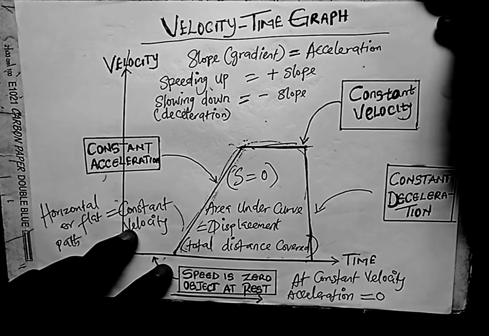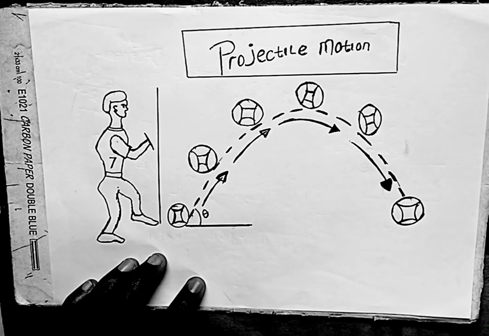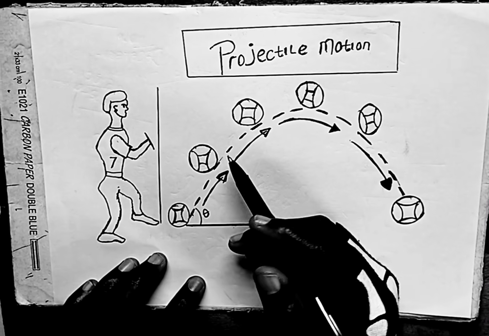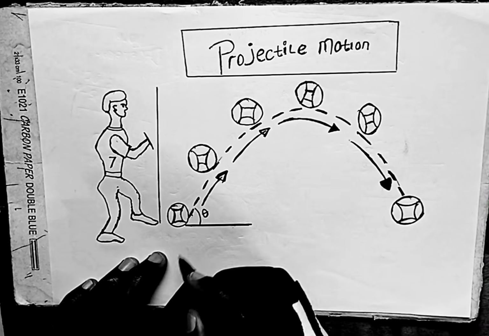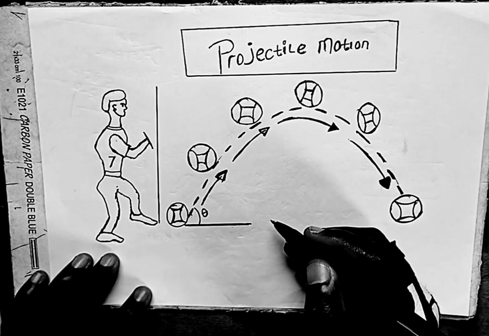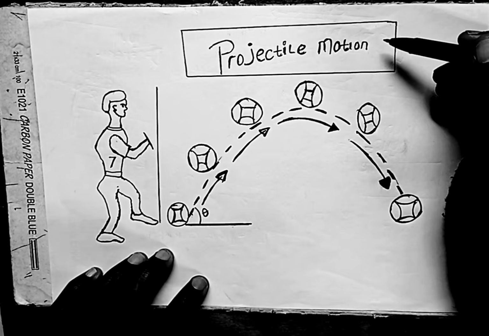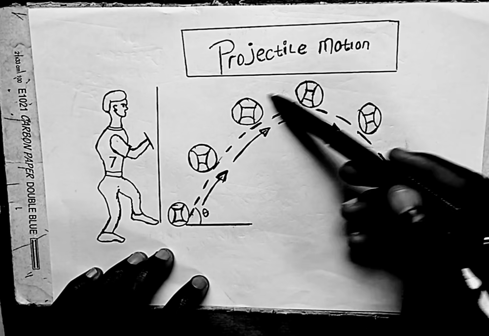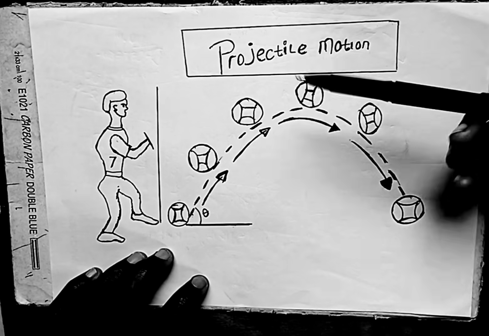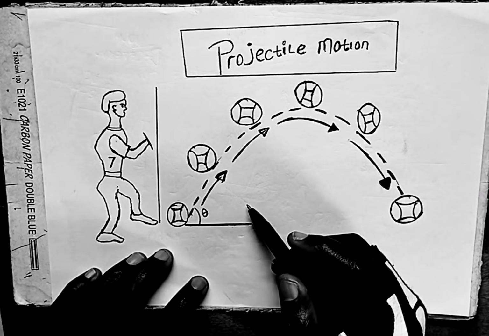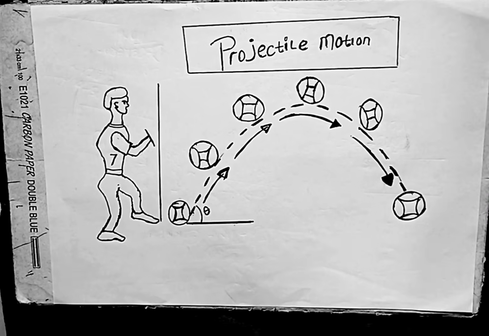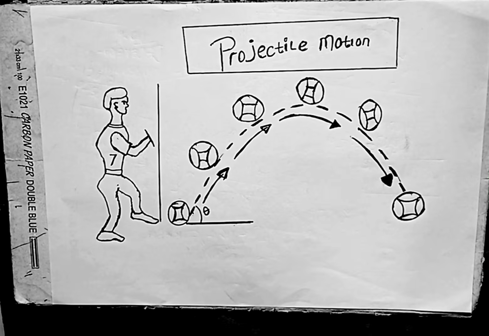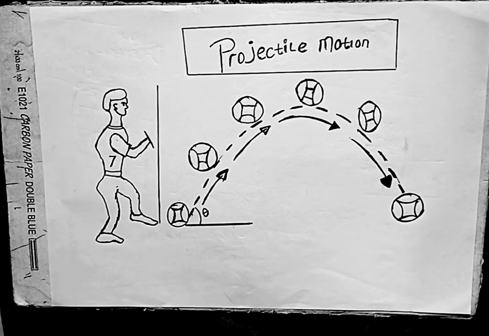Let's look at the next lesson, projectile motion. Projectile motion is a kind of movement of an object when the object is fired into space, as a result of changing angular velocity.